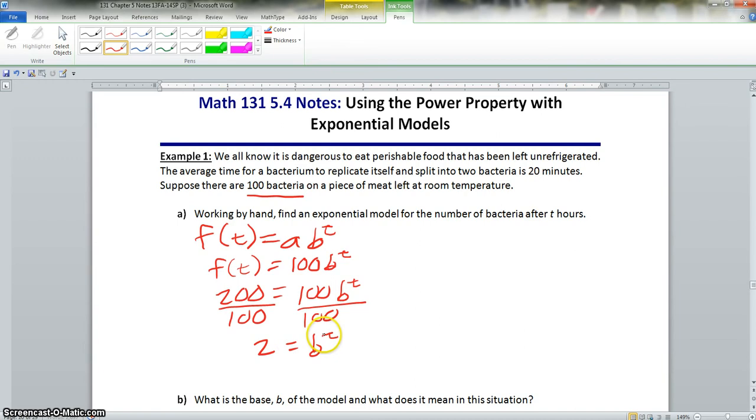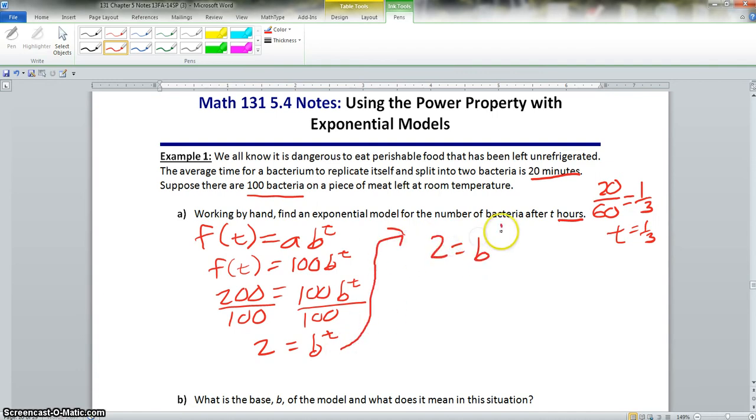Now, we need to find out what t is equal to. Remember it says t hours, but we're basing this off of 20 minutes. So we need to go off to the side and see how much is 20 minutes of an hour. So we know an hour has 60 minutes. So 20 divided by 60 is the same as 1/3. So our t here is 1/3. So we would end up with 2 is equal to b to the 1/3 to replace the t.